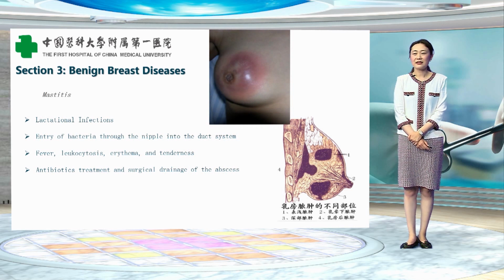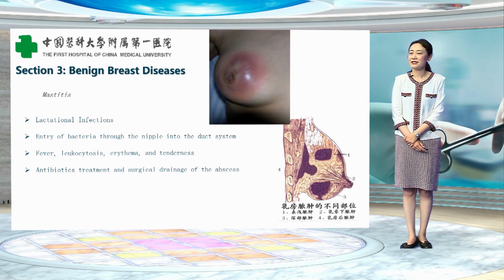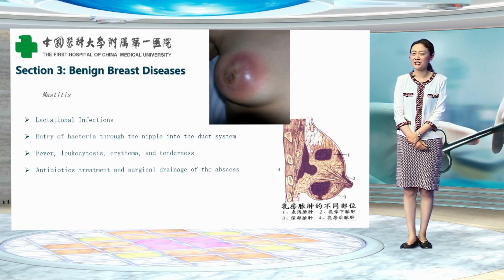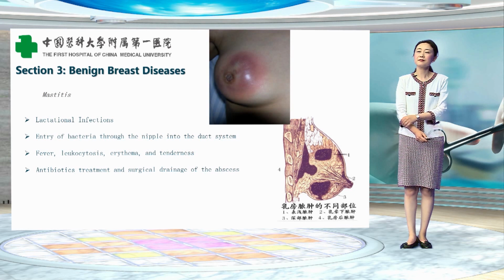And in this slide, I will introduce mastitis. Mastitis is a common disease during lactation. And there are also non-lactational infections. We don't call it mastitis. They are more complicated diseases, and we are not going to mention them today.